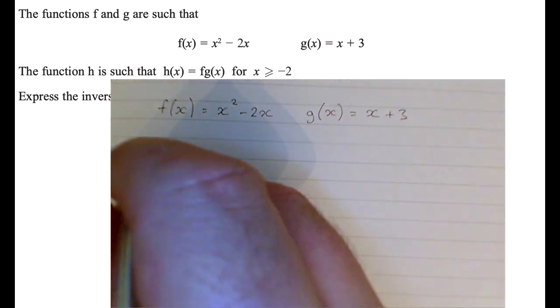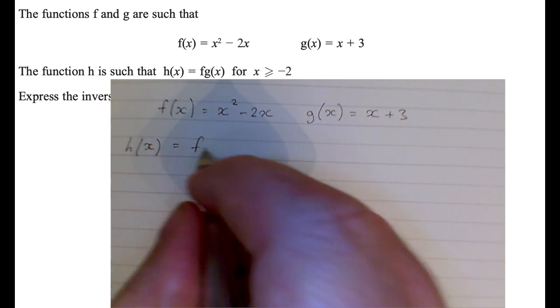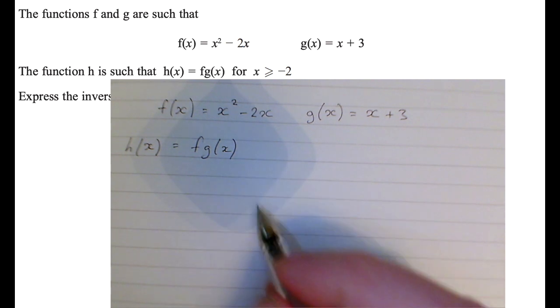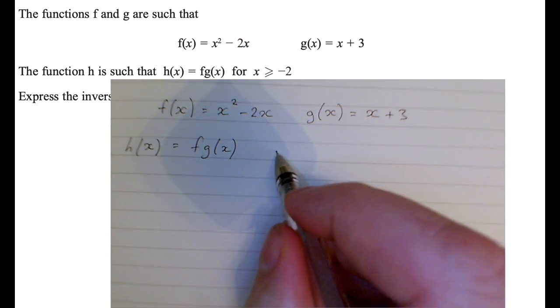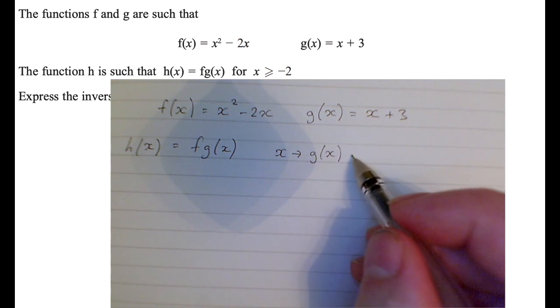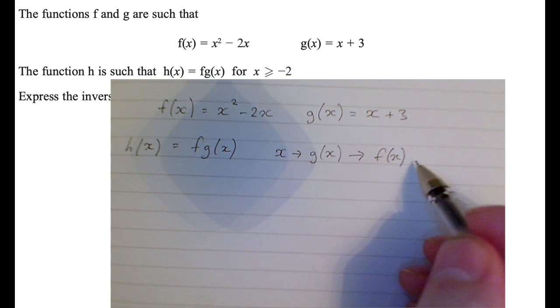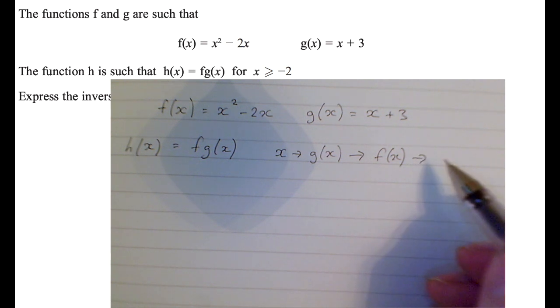Okay. So when we're told there's a machine h of x which combines these two machines, it's important we get the right order. Now it looks like you're going to do f first then g, but actually it's the other way around. You take the x to the nearest machine. So x is going to go into the g machine and then it's going to go into the f machine. So let's imagine the journey for h of x.